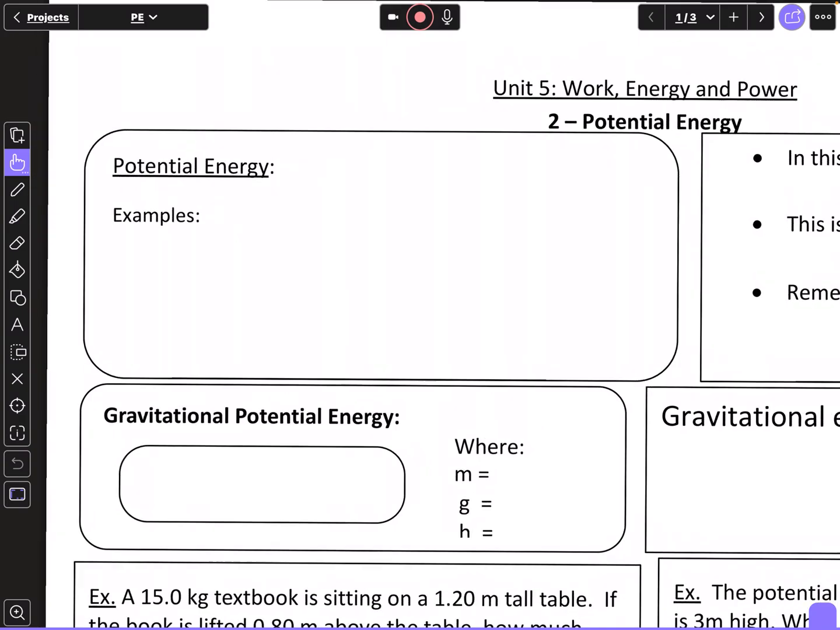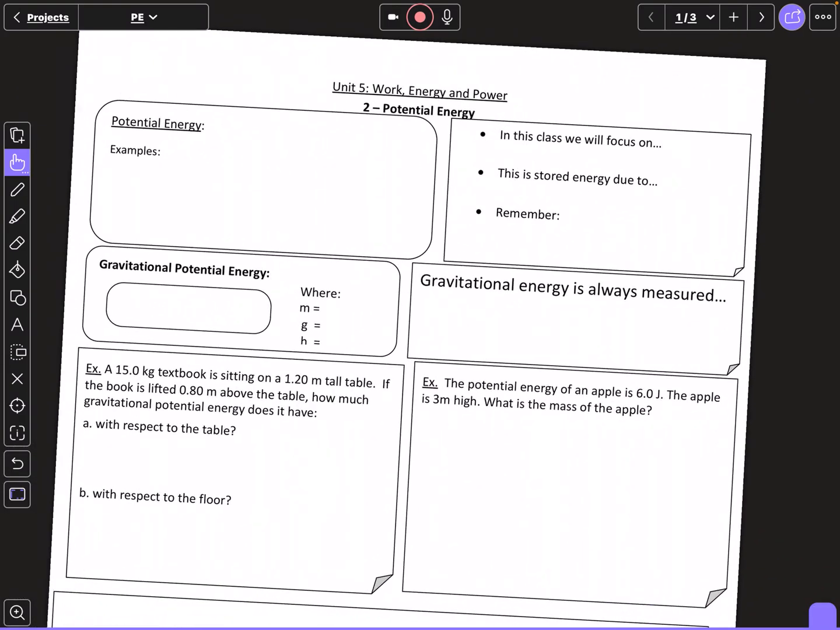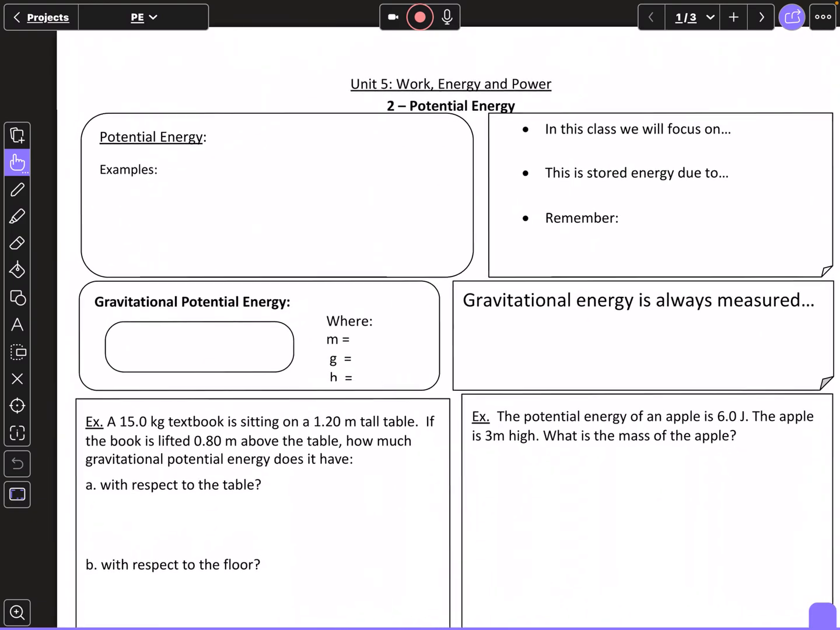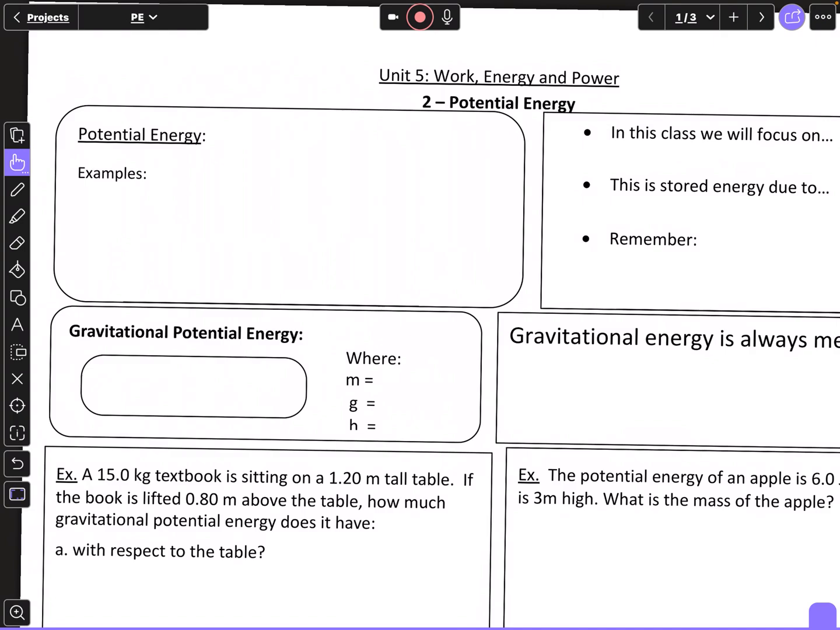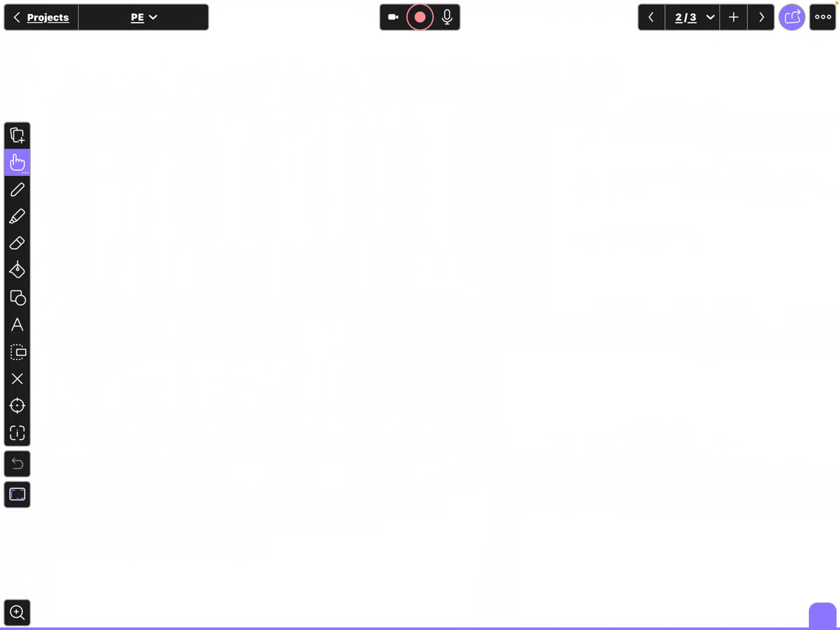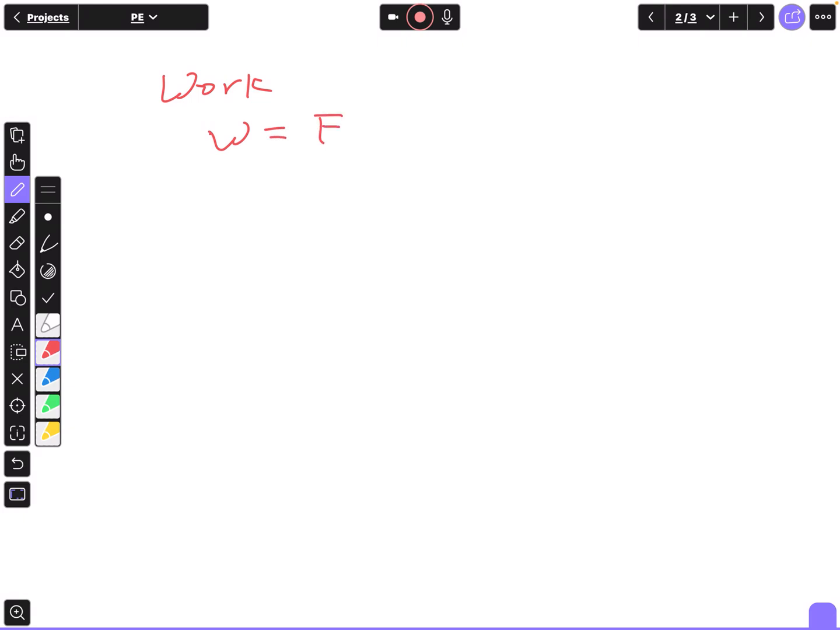Alright, so today you should have this sheet right here, and we're going to be talking about potential energy. Now, to review, so far in this unit we have talked about something called work, and we defined work by an equation of F times d, and that if work is done at an angle of any kind, we would multiply that by the cosine of theta, the angle.